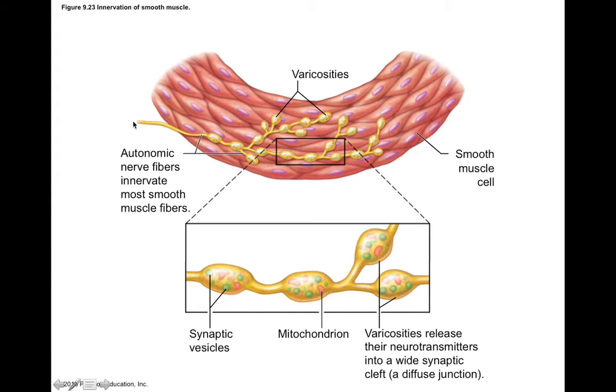And so what these varicosities look like is with our nerve fiber here, we have these little blebs, and each bleb is a varicosity. Each varicosity is full of mitochondria, which supply the ATP to help for exocytosis of these vesicles containing neurotransmitters. Now, there are several different neurotransmitter types that can be released onto smooth muscle, whereas with skeletal muscle, it was always acetylcholine that's released at the neuromuscular junction.